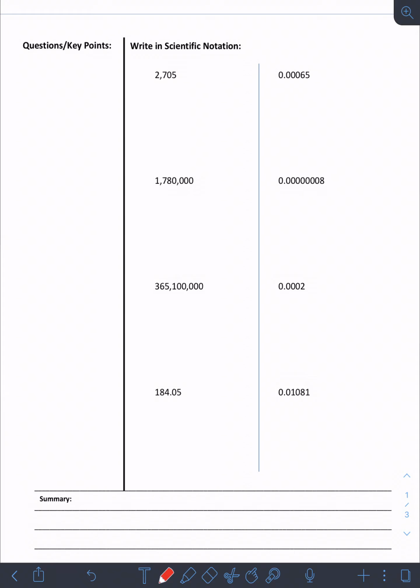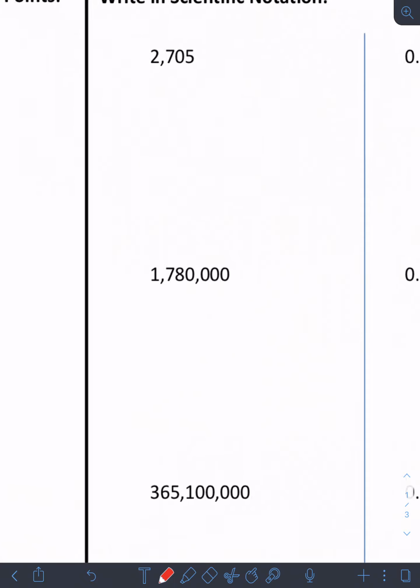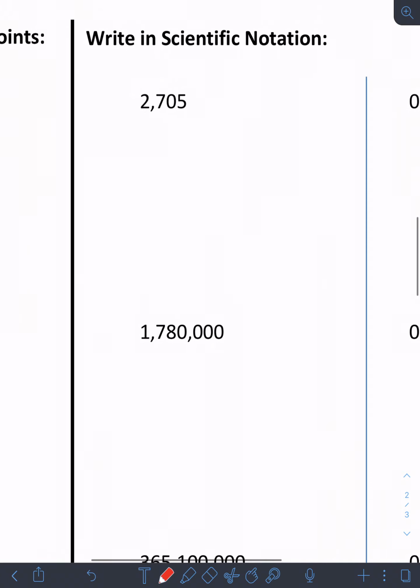Okay, so let's take a look at some of these numbers. We're going to practice going from standard form to scientific notation. Okay, so let's take a look at the very first number, 2,705.